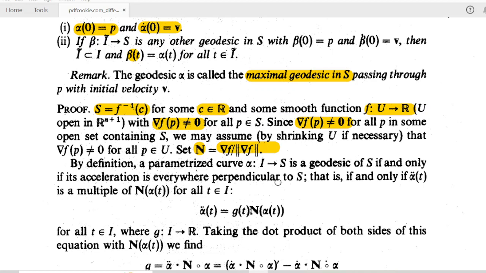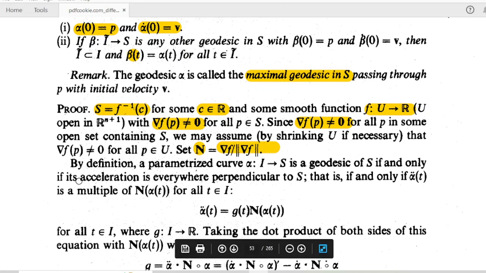By definition, we know a parameterized curve is a geodesic of S if and only if its acceleration is everywhere perpendicular to S. So, by definition of a geodesic, at every point t on the surface, alpha double dot of t should be perpendicular to S. We know alpha double dot of t being perpendicular to S means it is perpendicular to the collection of tangent vectors. So being perpendicular to the tangent vectors means it is in the direction of the normal.